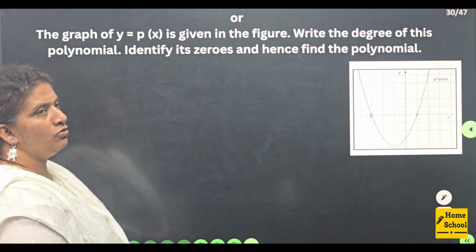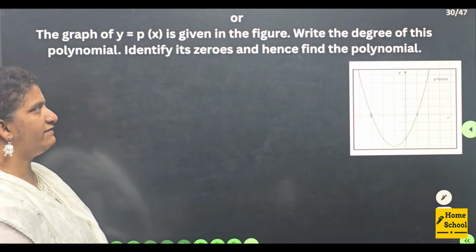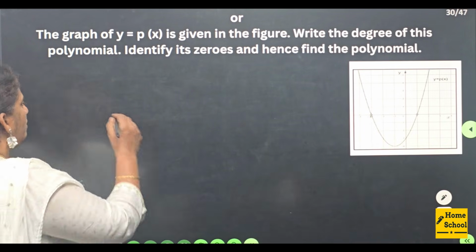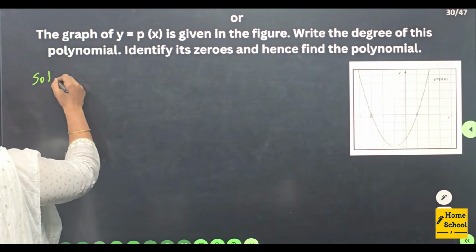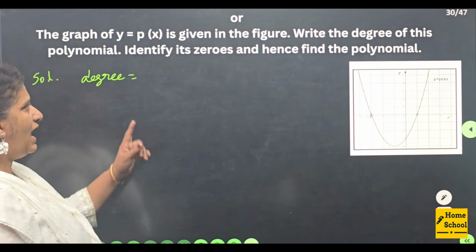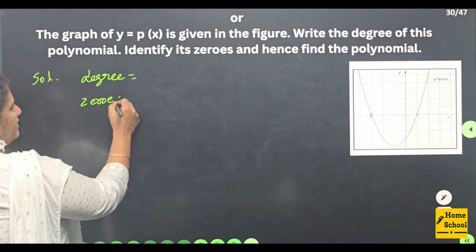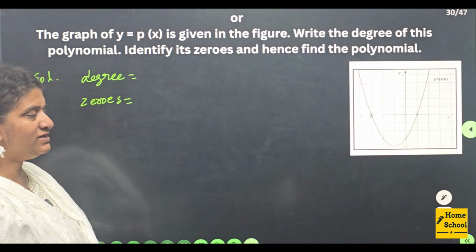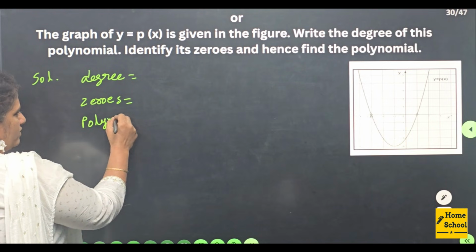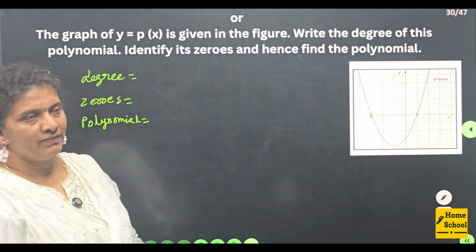In this we have one more OR question. The graph of y is equal to p of x is given in the figure. Write the degree of this polynomial. What is your first question in this? What is the degree of the polynomial? Identify its zeros. Second question is, what are the zeros? And hence find the polynomial. What is the polynomial? There are three questions asked here.